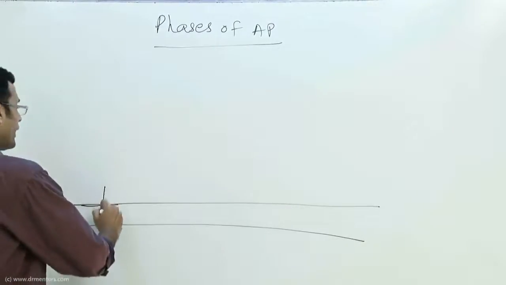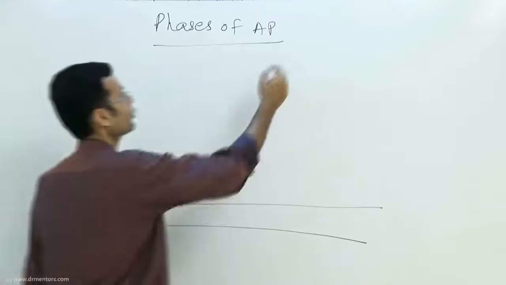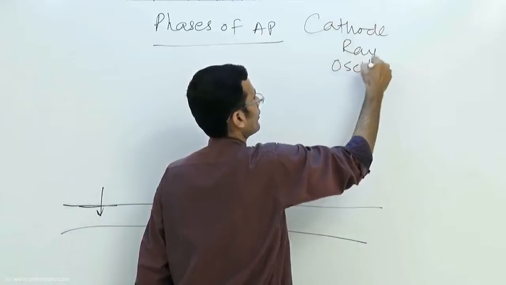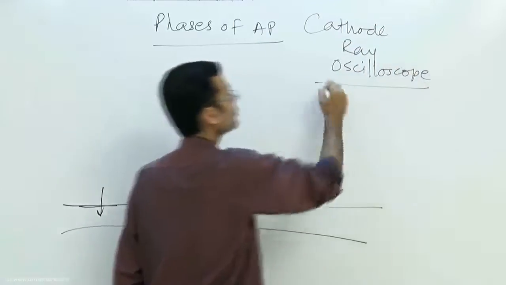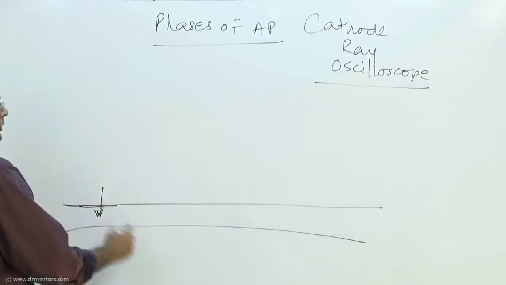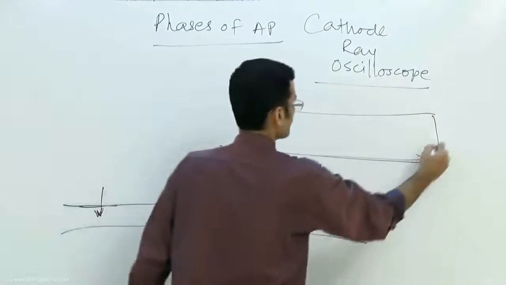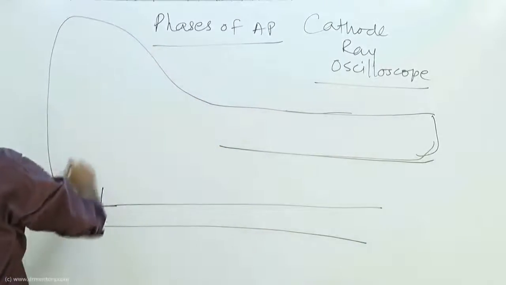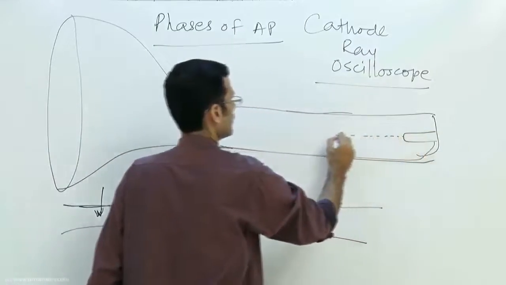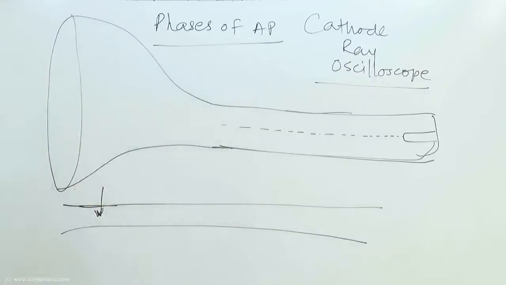First thing, action potential from one point of the nerve is recorded by an instrument called a cathode ray oscilloscope, commonly known as CRO. It's an instrument which is like this. There is a tube and there is a screen. There is an electron gun and it throws a beam of electrons.